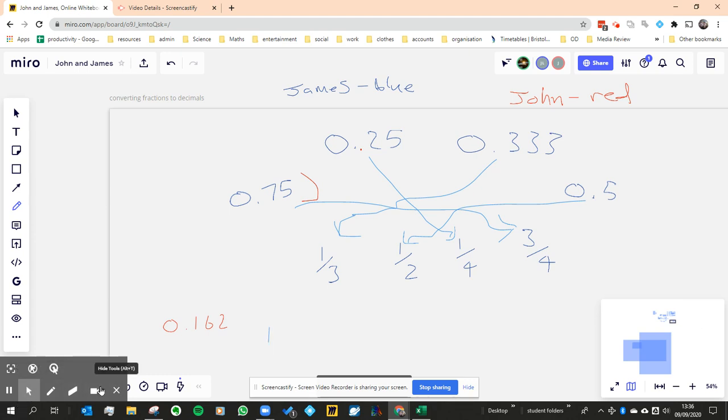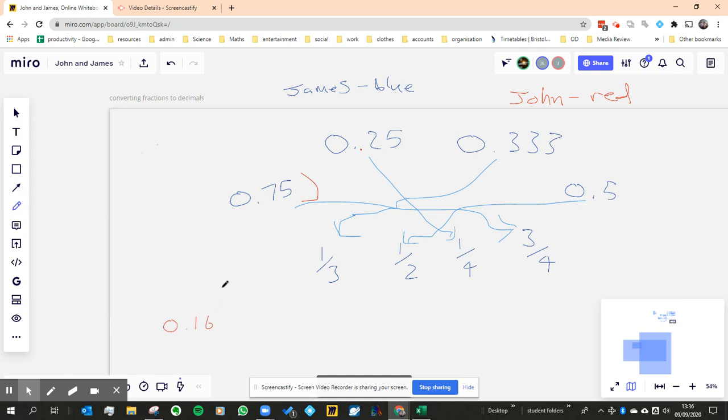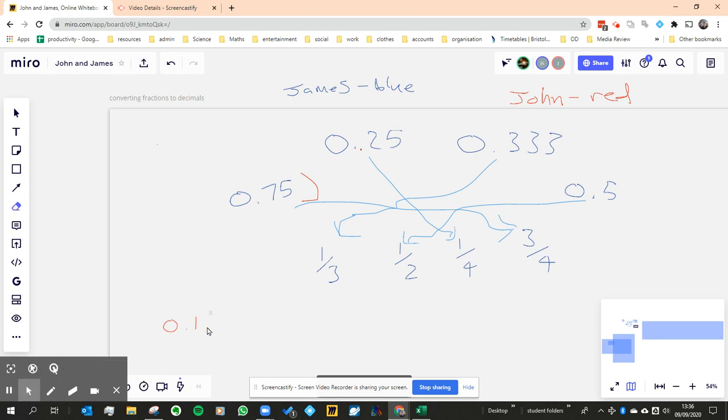Or shall we do it a bit easier? Let's do it slightly easier. Let's just say 0.16. No. Let's say 0.1.